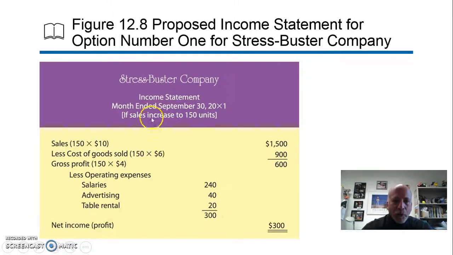The same is true as if I increase the number of units I sell. So now I have 150 units times $10 is $1,500. My cost of goods sold goes up because every unit I sell costs me $6 to make. And so now my cost of goods sold goes to $900, leaving me a gross profit of $600. Salaries, advertising, and table rental again do not change, and therefore my net income or profit has increased to $300.